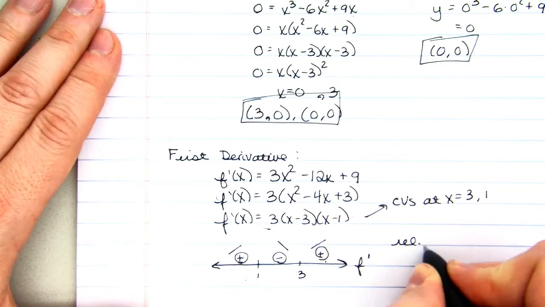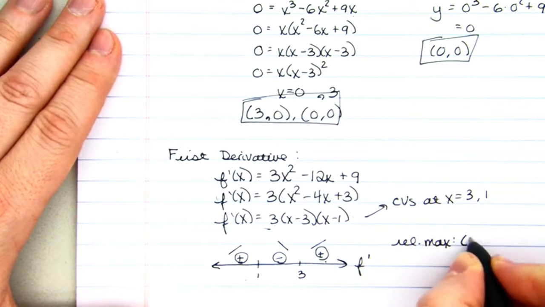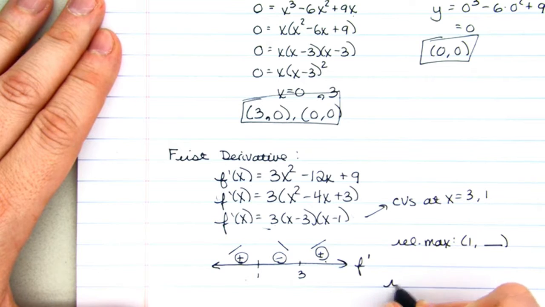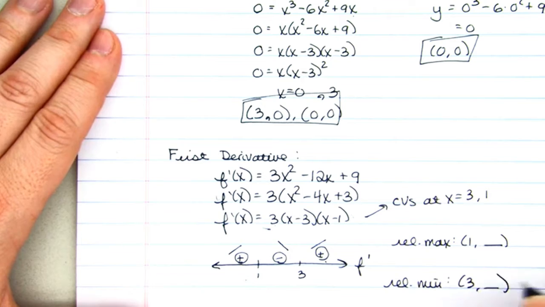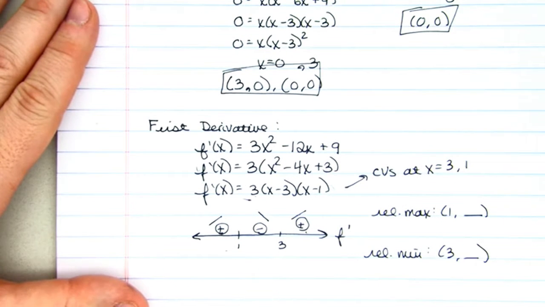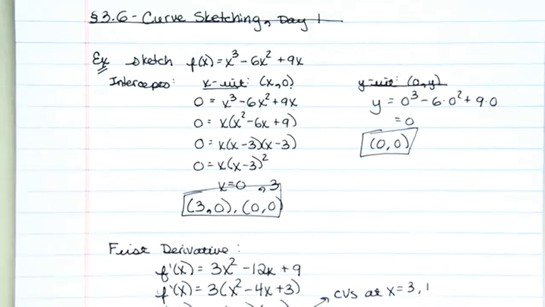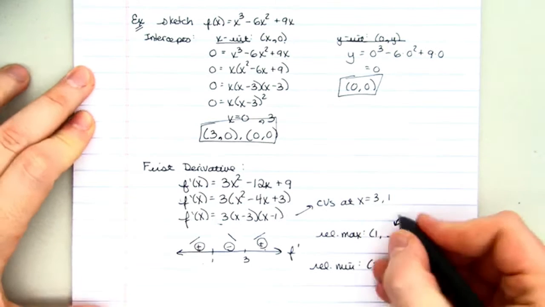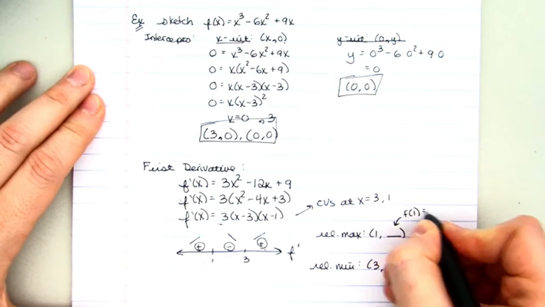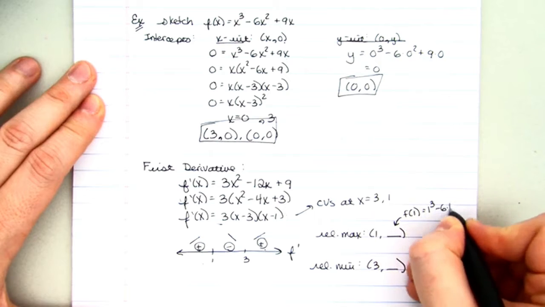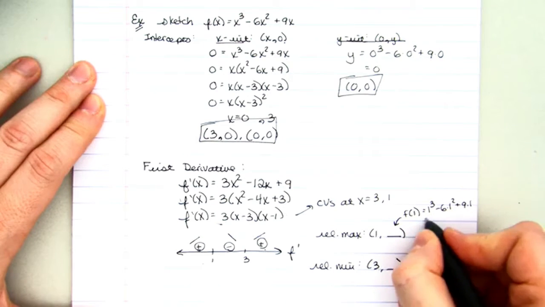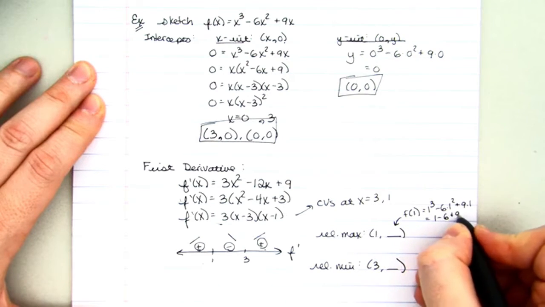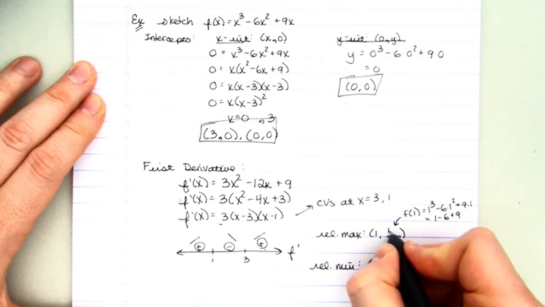I see a relative max at 1 comma something, and then there's a relative min at 3 comma something. Remember that you find those y coordinates by plugging back into the original function. I'm going to plug into f. Zoom out so we can see a little more all at the same time. I'm going to go find f of 1. I'm going to get 1 cubed minus 6 times 1 squared plus 9 times 1. 1 minus 6 is negative 5, plus 9, I believe, is 4.